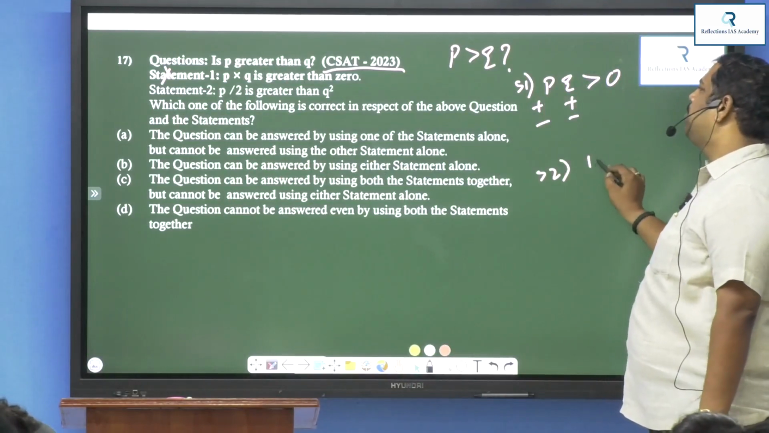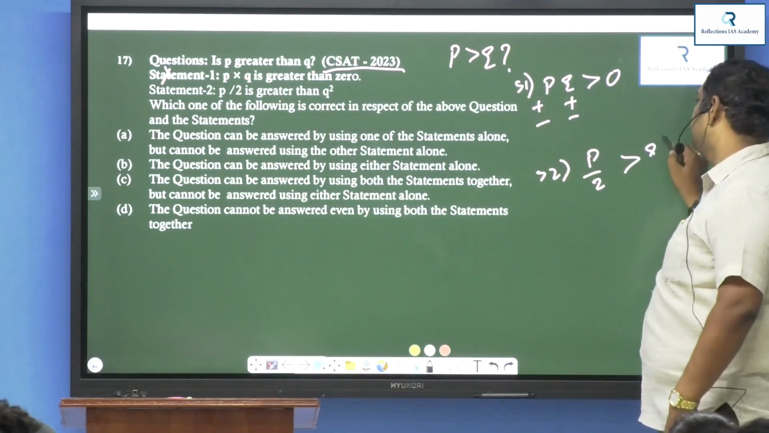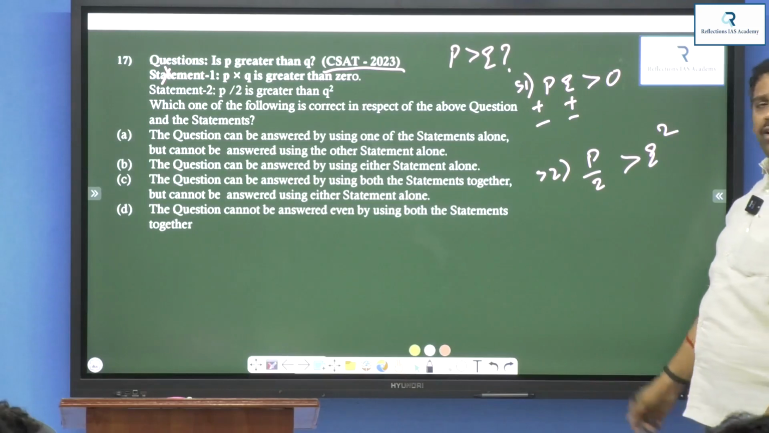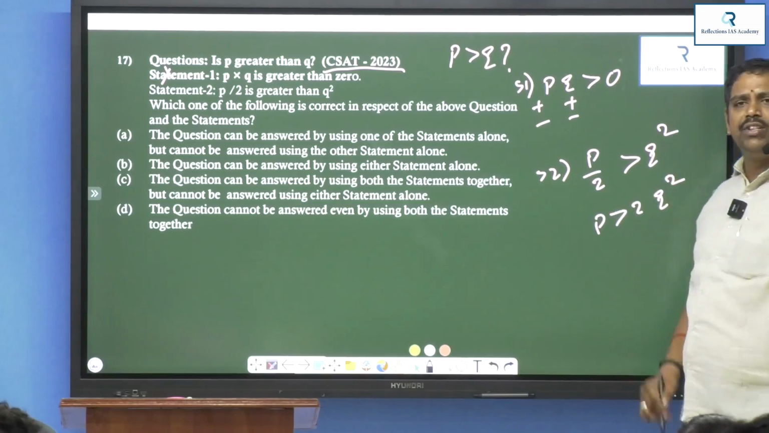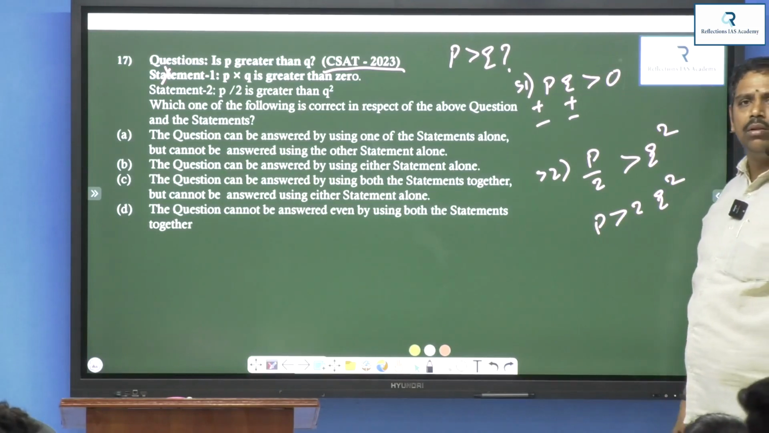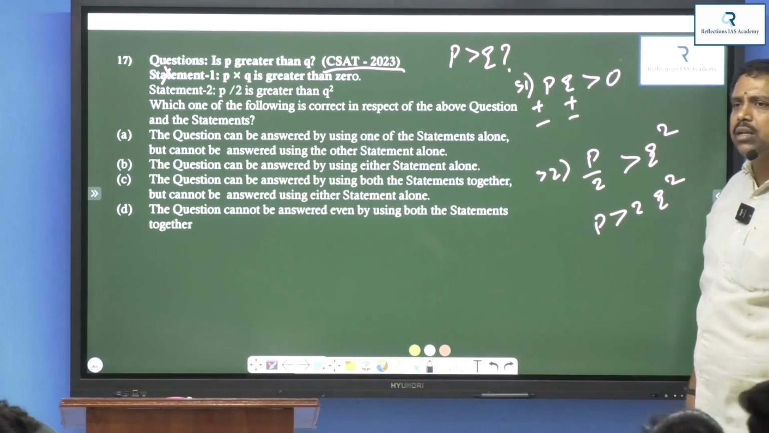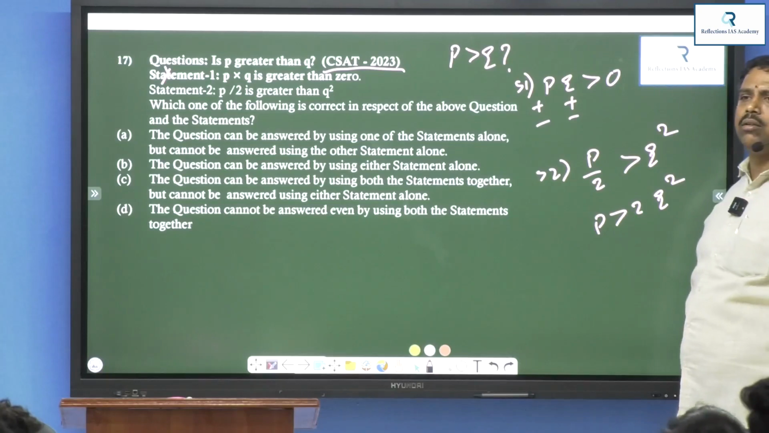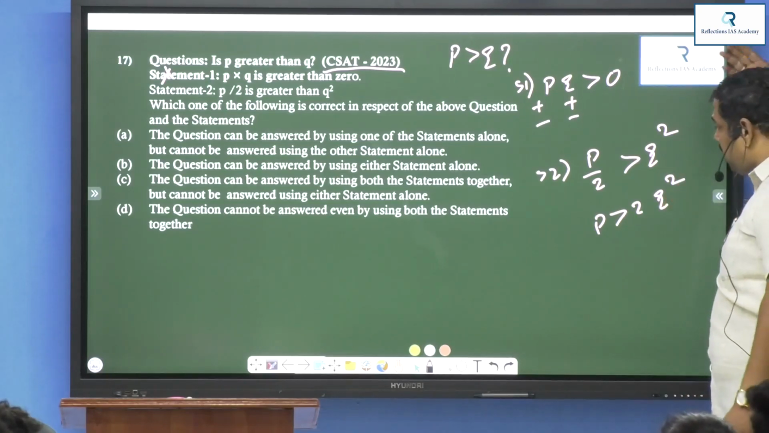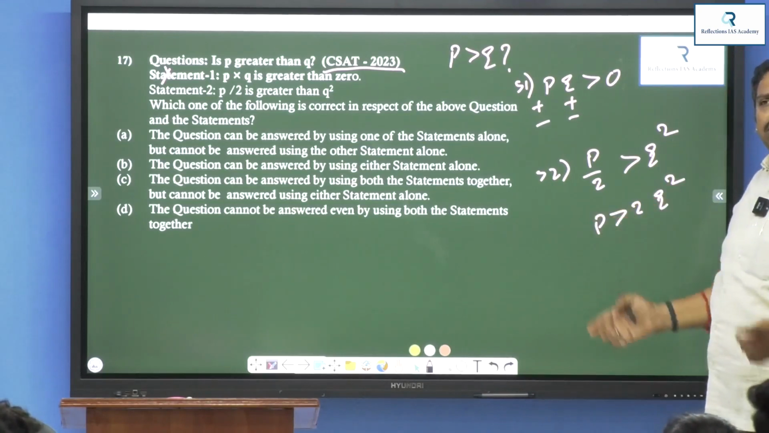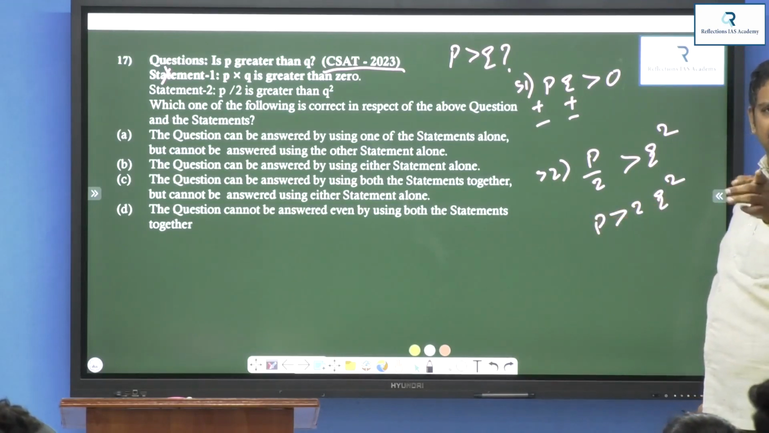Statement 2. P by 2 is greater than Q square. What is the value of P? P is greater than 2Q square. Now tell me here, which is greater, P or Q? Say it loudly. P is? That is the foolish answer. Because we will feel that, sir, compared to the square, it is 2 times. That's our internal feeling, yes or no? I just exaggerated. That's our internal feeling, right?